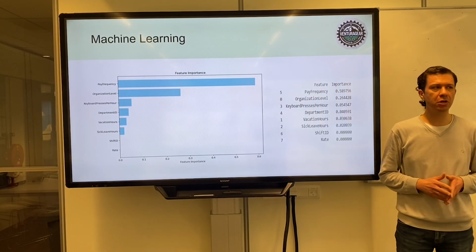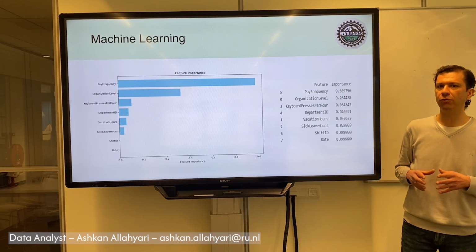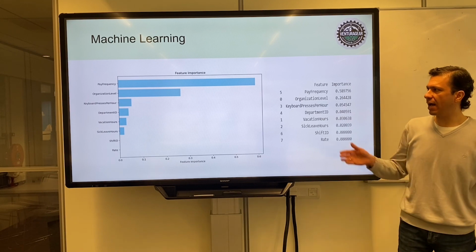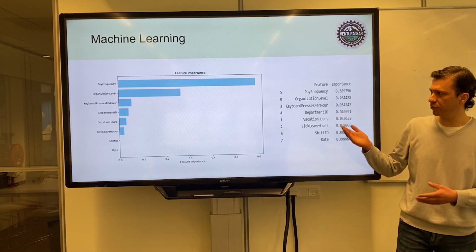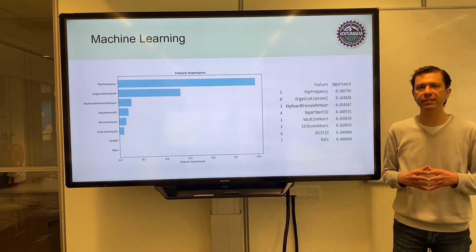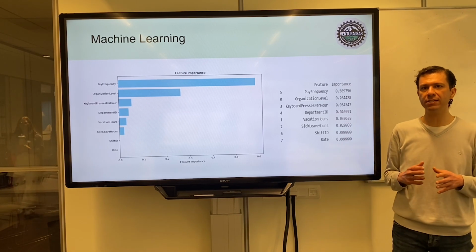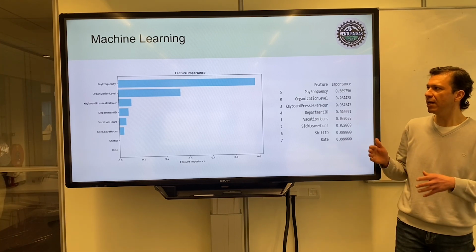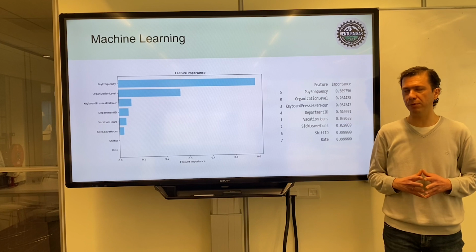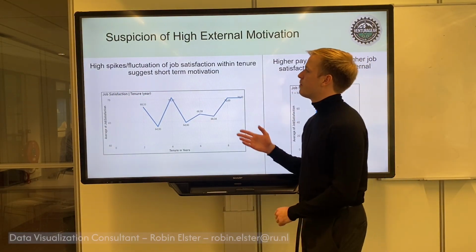Okay, here we have a question. What other factors influence the job satisfaction? For answering this question, we use the machine learning technique. And as you can see, the result shows that payment frequency plays an important role in defining the variance of job satisfaction. It gives us a hypothesis for further analysis that maybe extrinsic motivators play a part in employees' job satisfaction. Now we go into various parts of it.